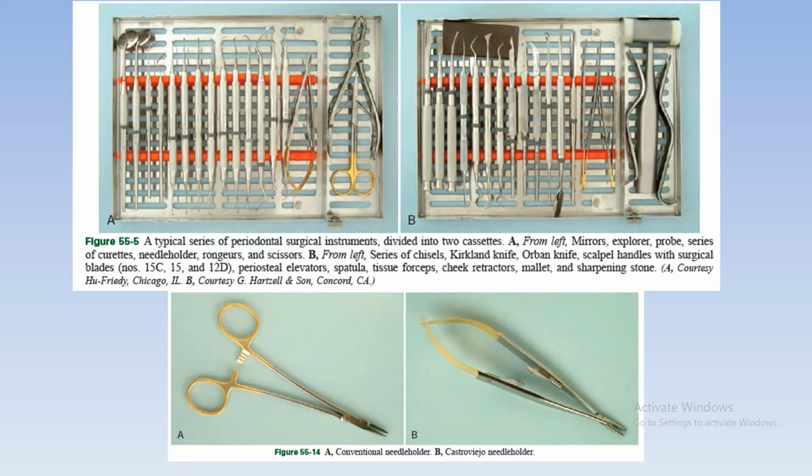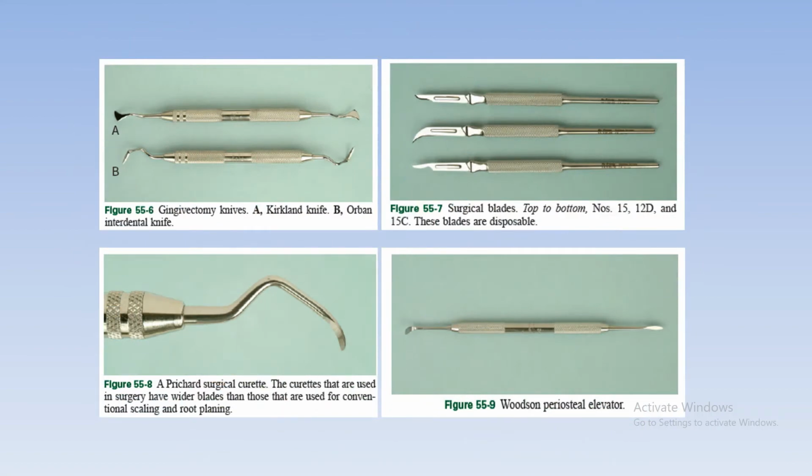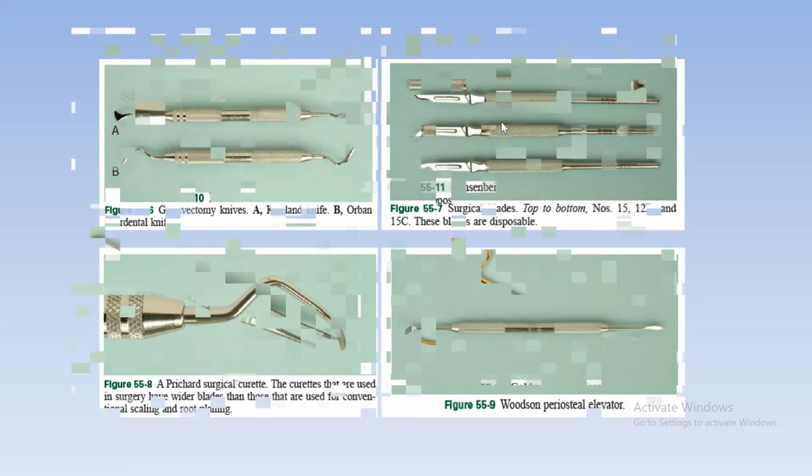The Orban knife, whose end is sharp, is used interdentally. This is Kirkland knife and this is Orban knife for interdental treatment in gingivectomy. This is surgical for flap operation.